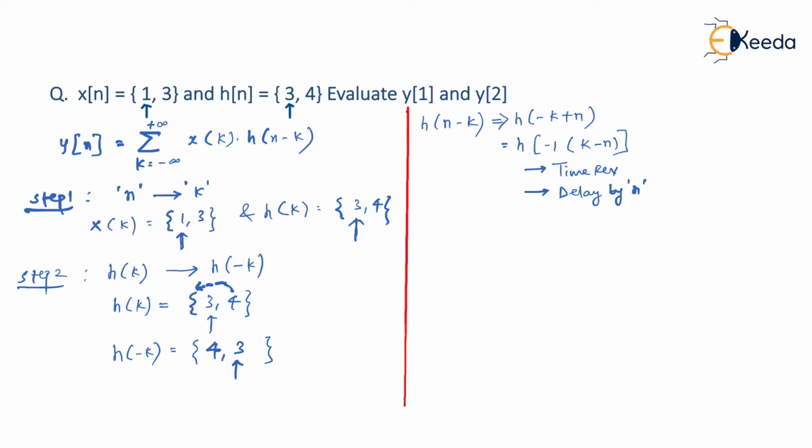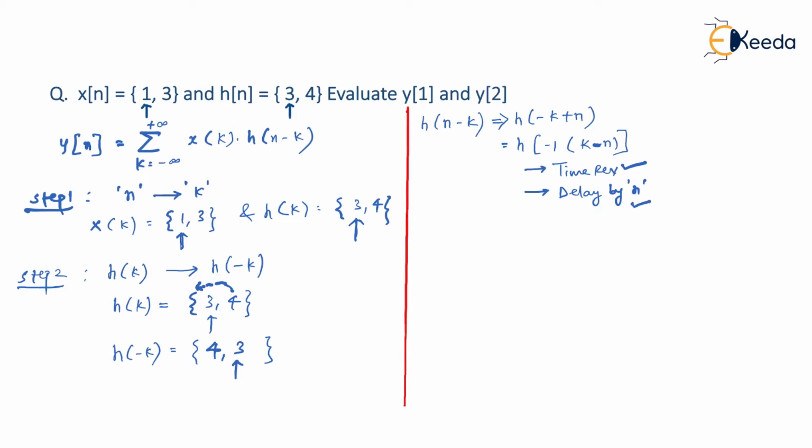Why I'm delaying by n? Why not advancing by n? Because of the negative sign. We know that negative sign indicates a delay, positive sign indicates advance. So right now, I have already done with a time reversal. I have to delay by n, but let me tell you, value of n is not known to me, and if it is not known to me, I don't know by how much amount I want to delay the sequence. So what I'll do, I'll just fit it into formula first.